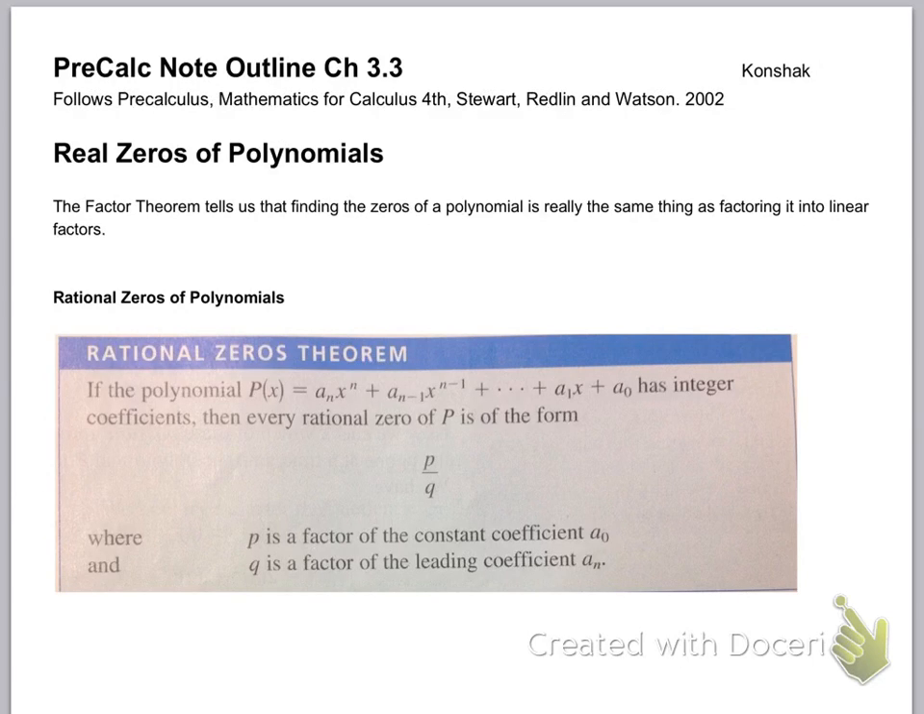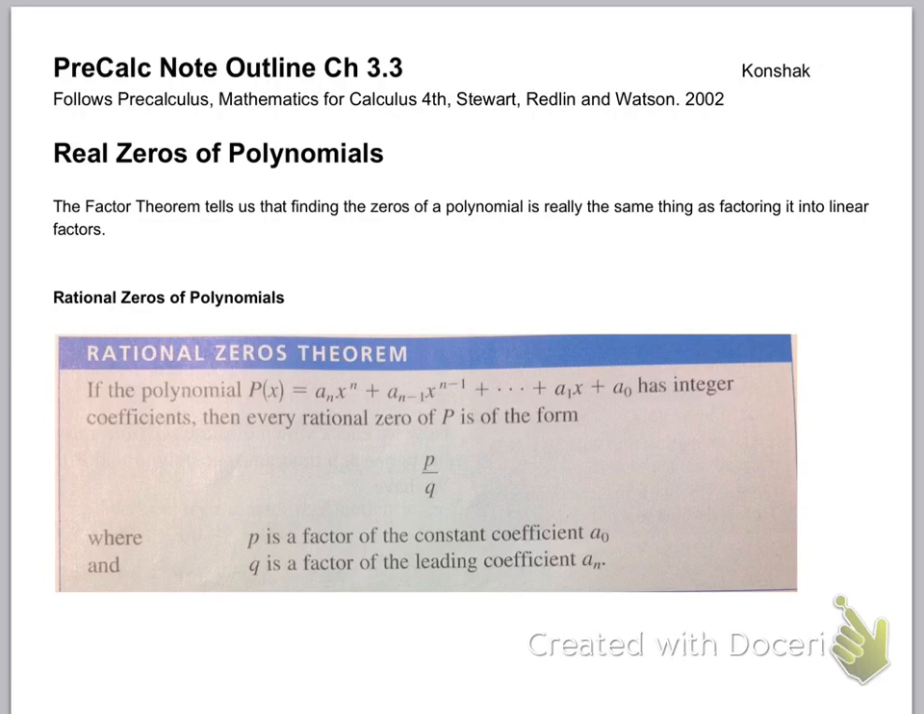We'll call it the rational zeros theorem. It looks complicated here because it goes back to our standard form polynomial, like you've seen about 5 times in the last couple weeks. And it says it has integer coefficients, nice positive and negative numbers as coefficients. Then it says every rational zero of p is of the form p divided by q.